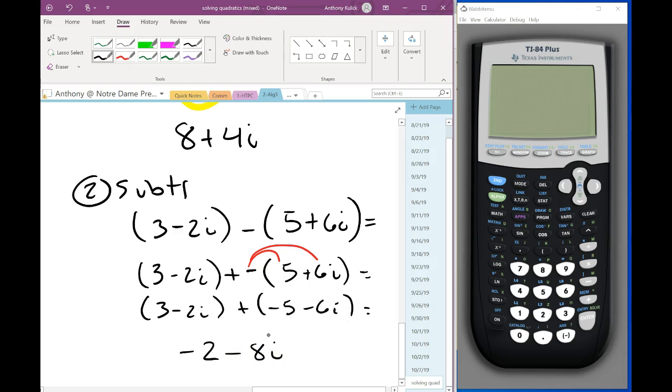So 3 plus negative 5 is negative 2. Negative 2i plus negative 6i is negative 8i. Again, hopefully that's what you would have hoped, right? That wasn't bad. All I have to do is distribute the negative sign across the complex number and then add them. Yeah. No big deal.